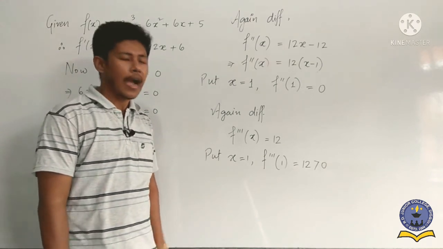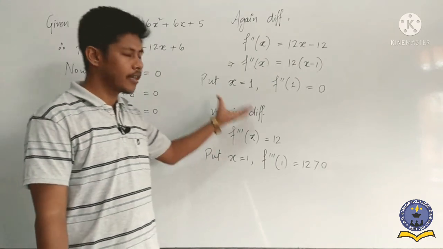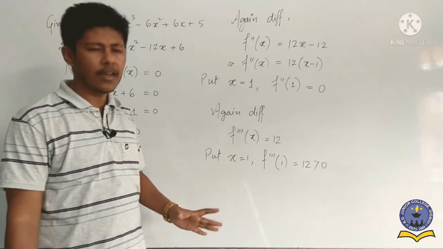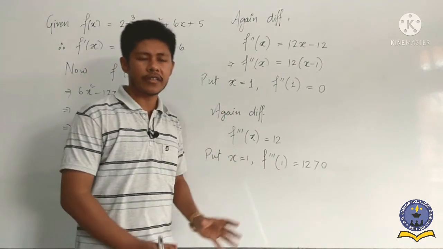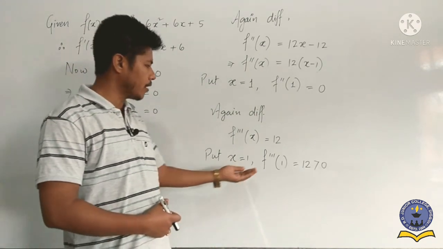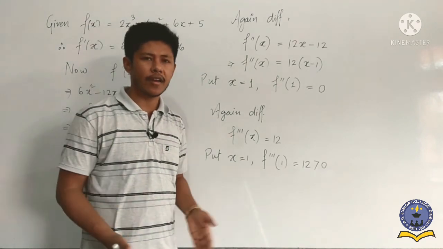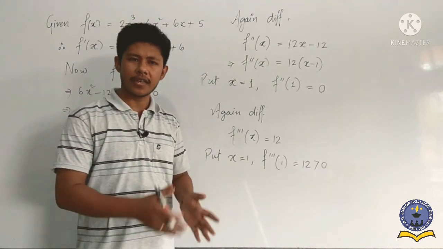Is it clear? I hope all of you understood. If I repeat one more time, in case of an even derivative we get a result; in case of an odd derivative our answer is neither maximum nor minimum. So this result finishes at an odd derivative, so our answer is neither maximum nor minimum. Is it clear?